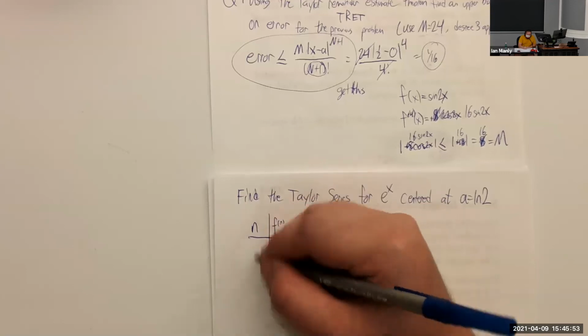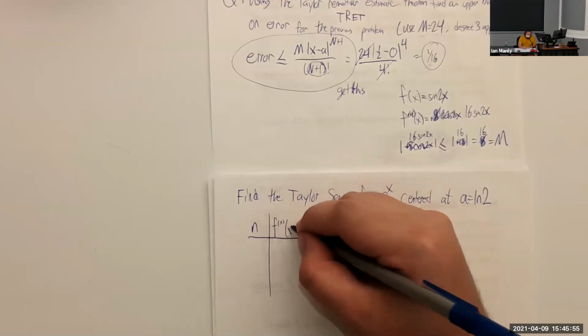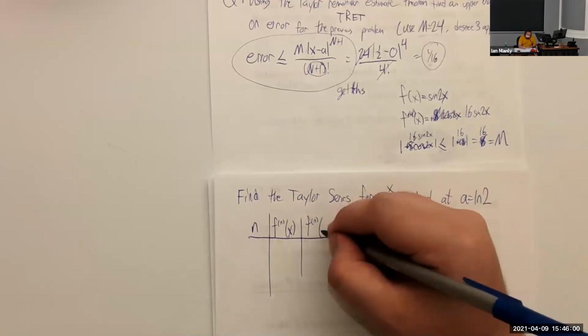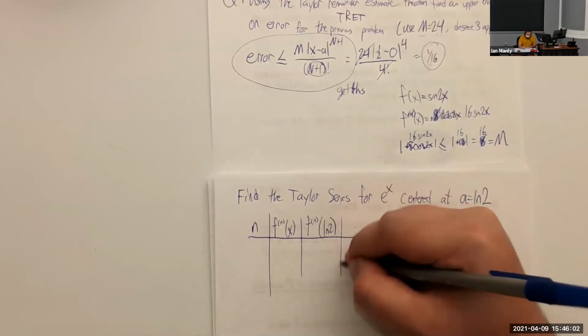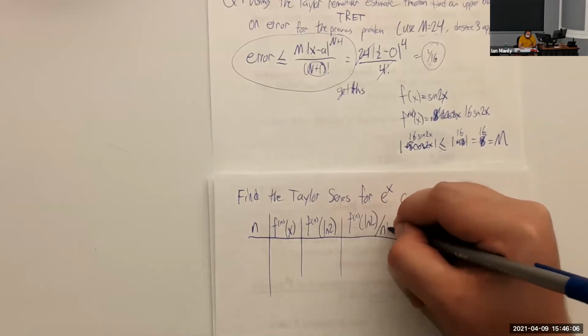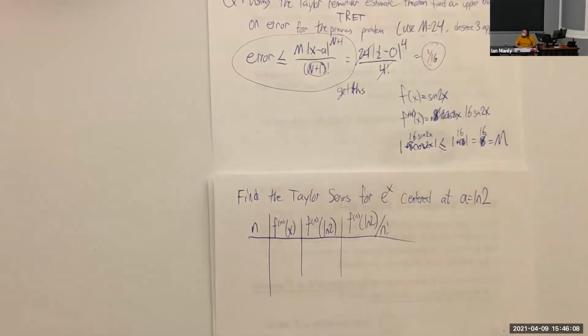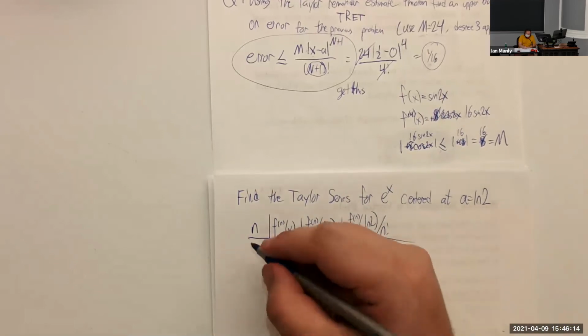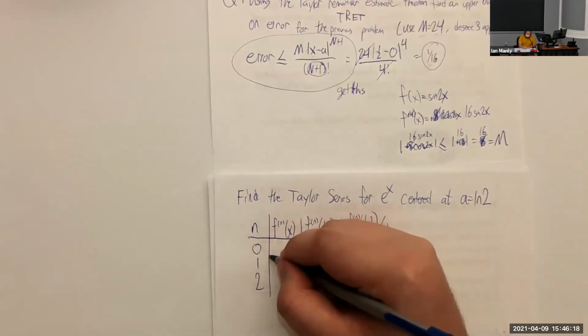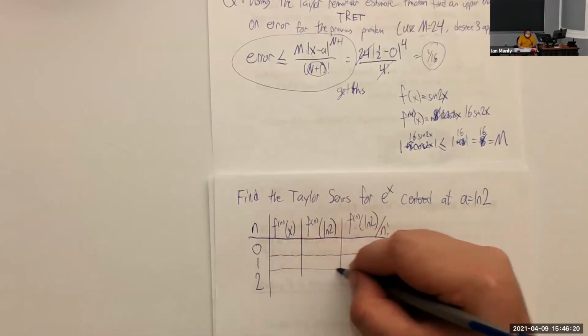So remember, the columns for this have n. They have the nth derivative at x. They have the nth derivative with the center plugged in, which is ln of 2. And then they have the nth derivative with the center plugged in divided by n factorial right here. All right, so let's see here. So we have n. Let's maybe do this many. Hopefully that'll be enough to see what the pattern is.